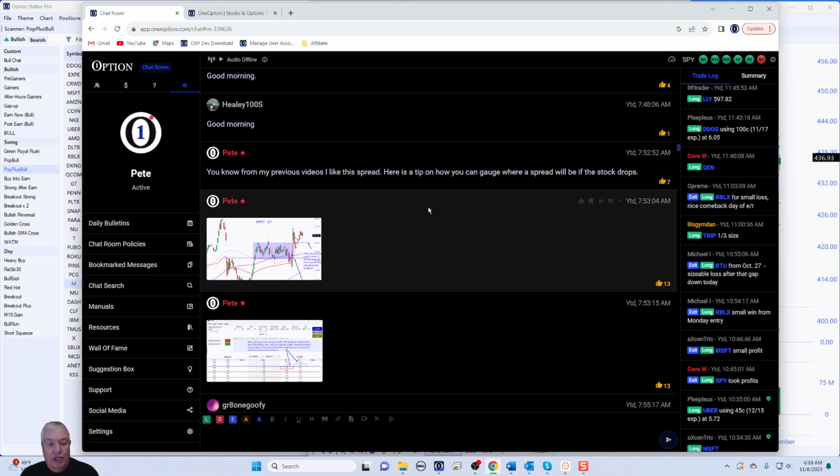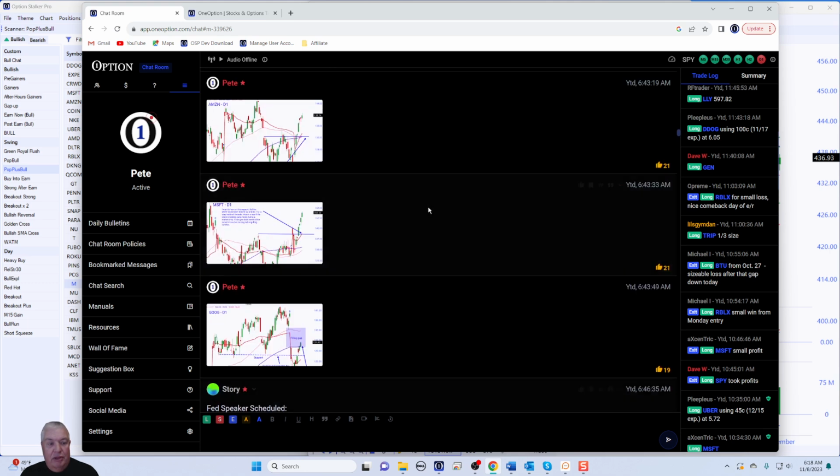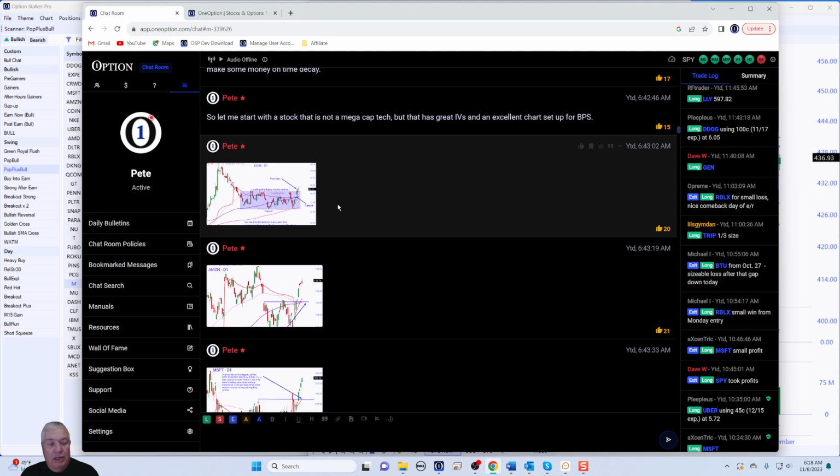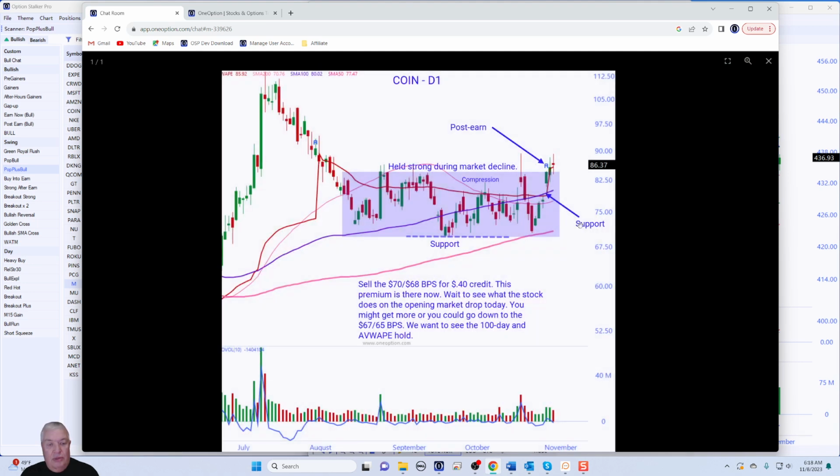So I'm going to continue to go back and take a look at some other stocks that I posted. This was a really nice spread. This is a spread that you were able to get into yesterday near the open. Coin.